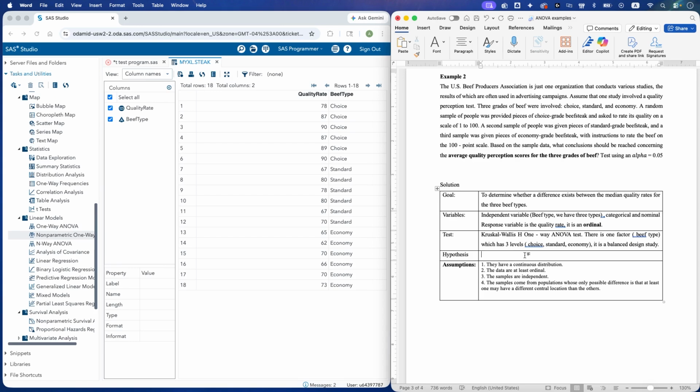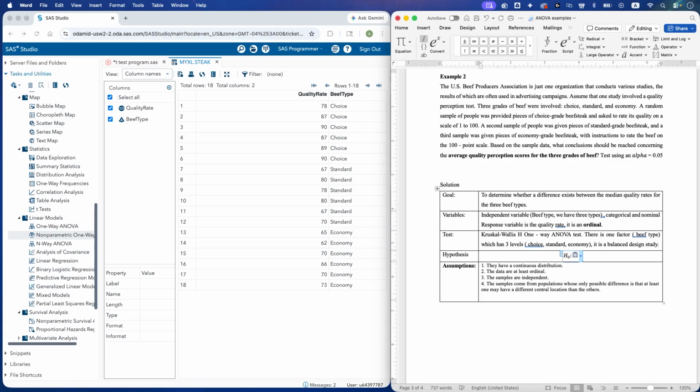The first hypothesis says that we have no difference in terms of the medians. So tilde, the median... where's tilde? I don't see it. Let me check tilde. Okay. Mu choice, the median of the choice is equal to the median of the standard, which equals the median of the economy. I'm going to change this to standard, and this to economy.